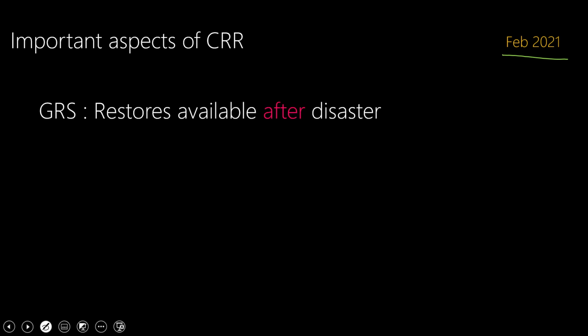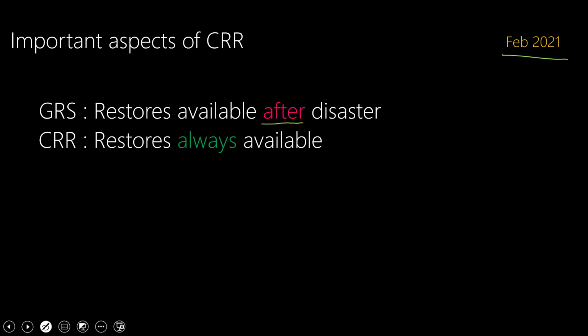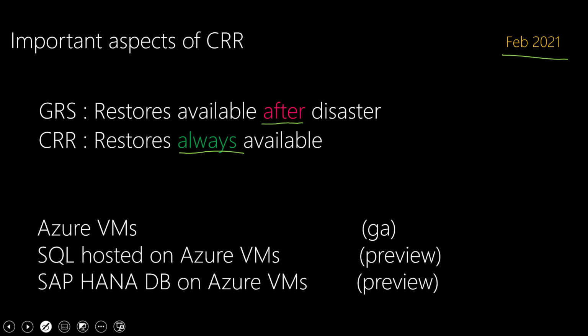We learned the difference between GRS and CRR. In GRS, our restores are available just after Microsoft declares a disaster. With CRR, restores are always available. It is important to notice this difference. CRR is available for these products. For Azure VMs, it's in general availability. For SQL and SAP, it's already in preview.